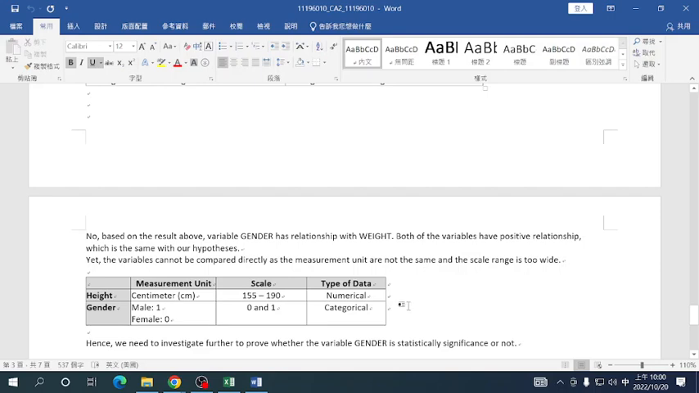So does this imply that gender has no relationship to weight? No, based on our result above, the gender variable has a relationship with weight. Both variables have a positive relationship, the same as our hypothesis. The variables cannot be compared directly as the measurement units are not the same and the scale range is too wide. Hence, we need to investigate further to prove whether the gender variable is statistically significant or not.